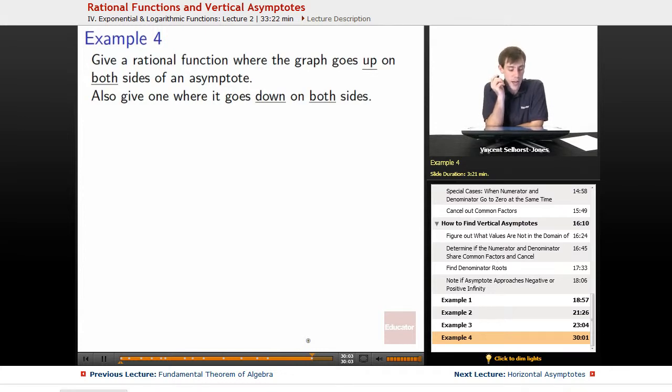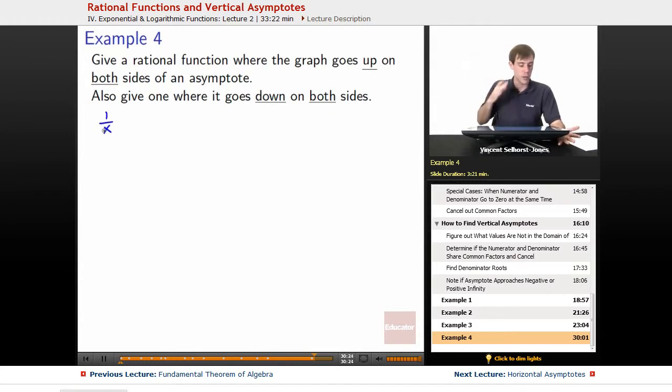Example 4, give a rational function where the graph goes up on both sides of an asymptote. Also give one where it goes down on both sides. So far we've always seen our asymptotes where on one side it goes up and the other side it goes down, or maybe the other way, right? But is it possible to create something where it's going to go up on both sides, or going to go down on both sides? So let's look at our first one that we think.